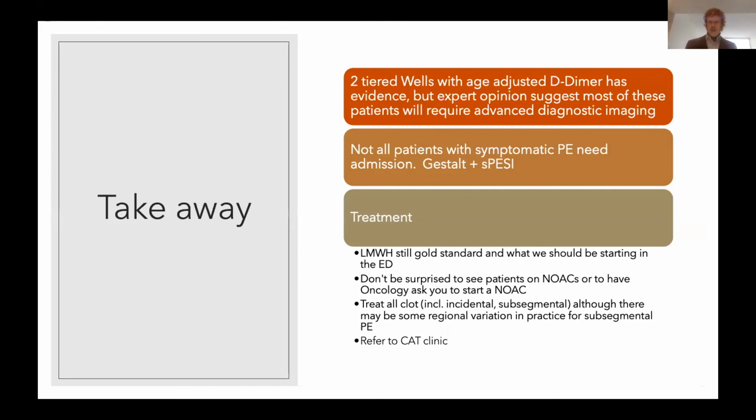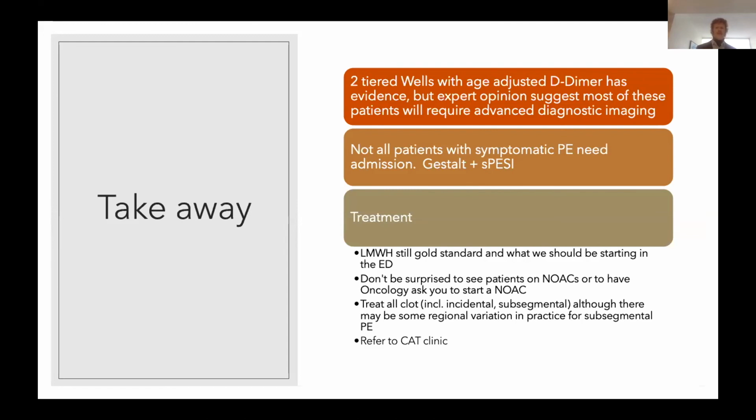So takeaways, I guess, for me are the two-tiered Wells with an age-adjusted D-dimer has evidence to support you. Most of these patients are going to require advanced diagnostic imaging, but if you do use that treatment algorithm with a very sober assessment of patients who are in the intermediate risk group to ensure that they're not actually high risk, you can reduce your use of advanced diagnostic imaging.